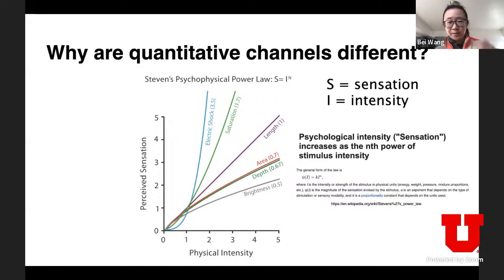Similarly, if you think about saturation, that power is 1.7. If you're looking at things in visualization, like area, the power is 0.7. And if you're looking at, say, brightness in the visualization, that power is 0.5. So roughly speaking, you react more to length than, say, to brightness.